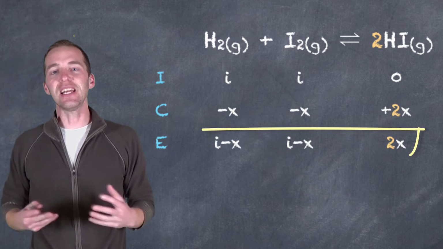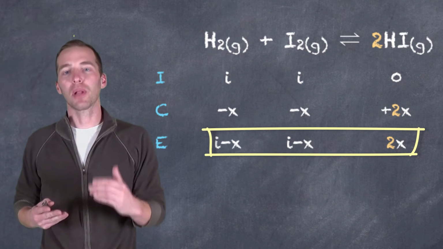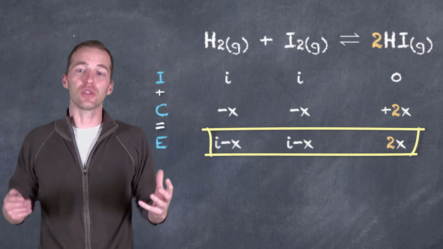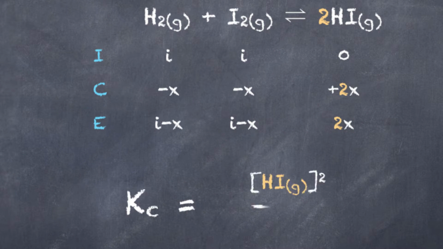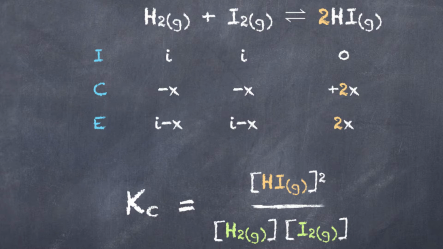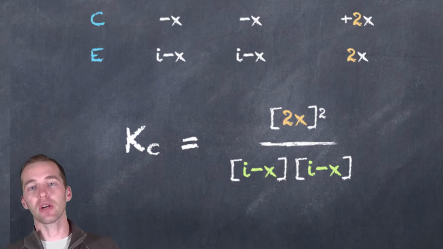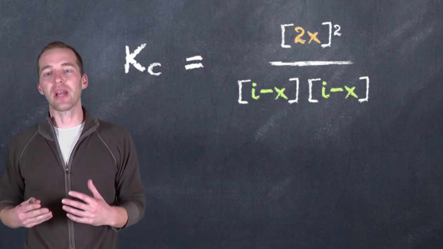And then finally, E is just a sum of the I and the C. So the initial plus the change in concentration, and that's what it gives you there. And then ultimately, you just plug those values into the Kc expression, given whatever information that you have from that particular question, and you solve for the variable that you're looking for. So given your Kc, then you can just plug in those variables. Again, it's products over reactants.